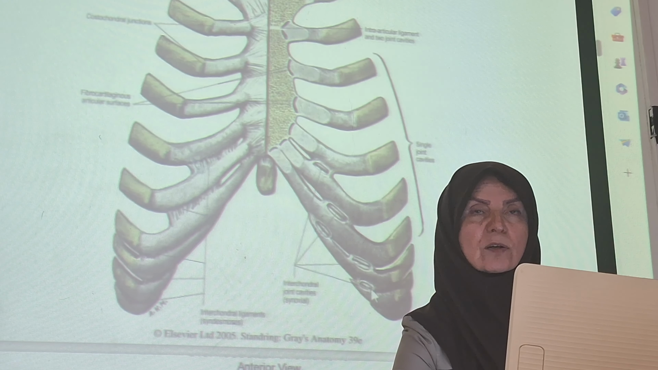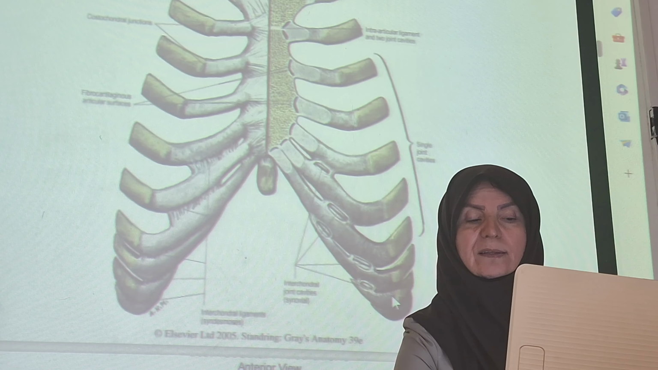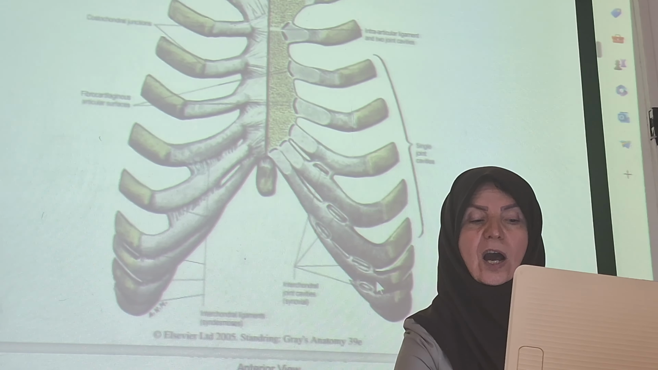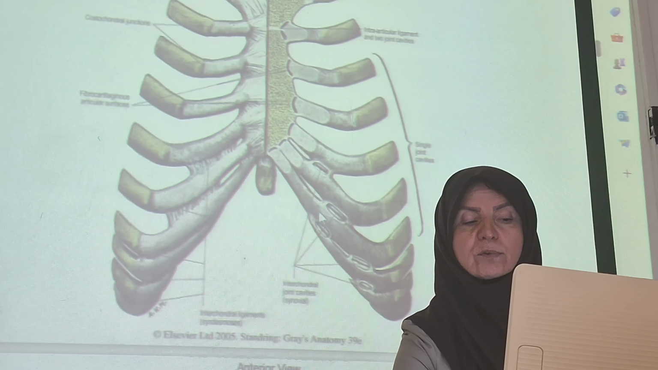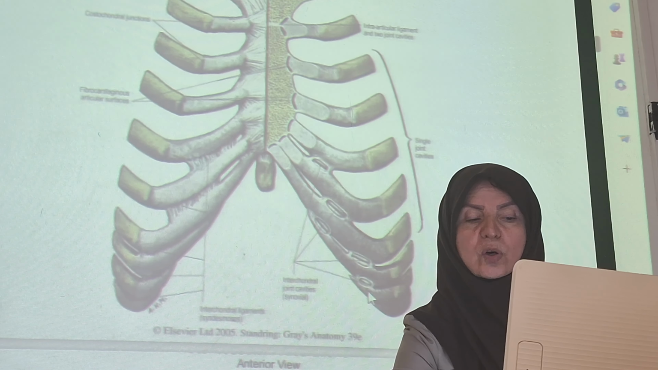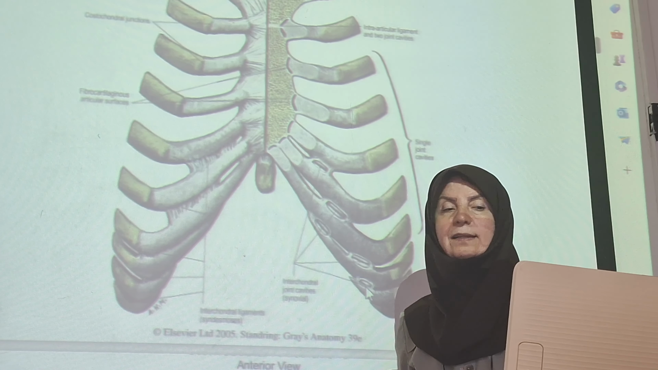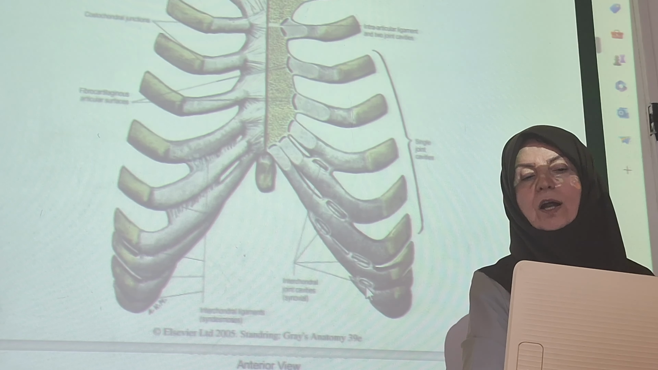Look at the interchondral joint. I told you the 10th goes up, joins with the 9th, the 9th goes up, joins with the 8th, and the 8th goes up, joins with the 7th. These interchondral joints are a kind of synovial joint.